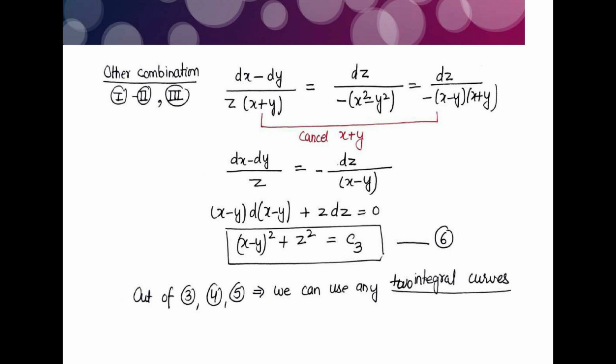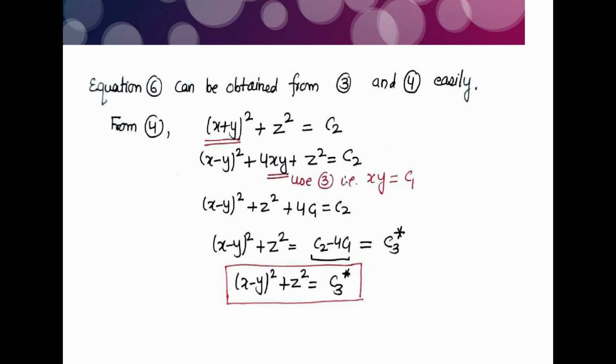This is equal to minus dz upon x minus y. Cross multiply these two expressions and now we can integrate them, and we have equation number 6 as x minus y whole square plus z square equal to c3. Now out of these three integral curves, you can pick any of the two integral curves and you can write down the general solution of the partial differential equation.